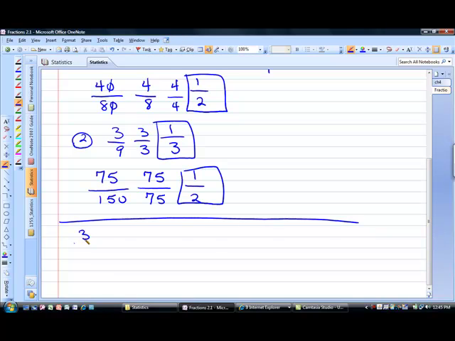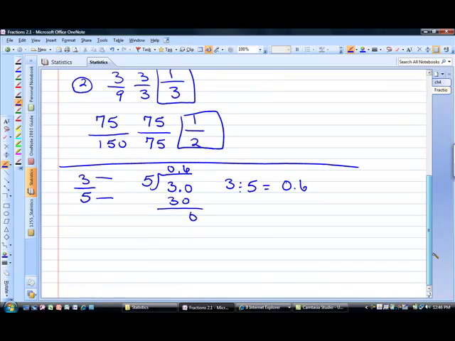We have 3/5. We're going to divide the numerator, which is 3, by the denominator, which is 5. So if we divide 5 into 3, we will get a result of 0.6. Or you can enter 3 divided by 5 into your calculator and you will also get 0.6.